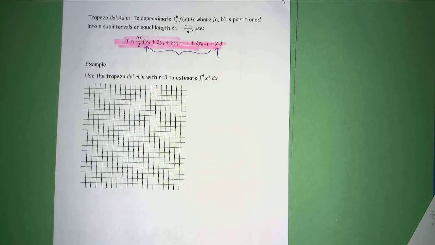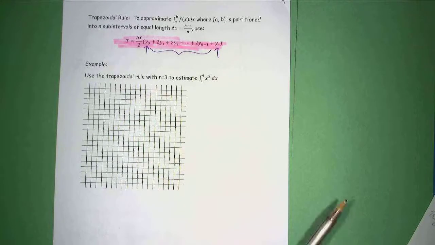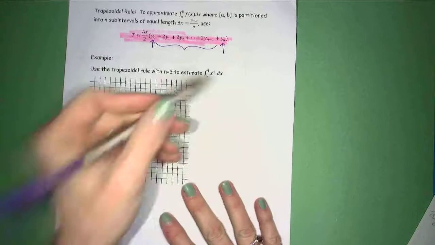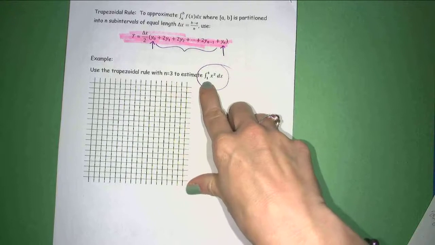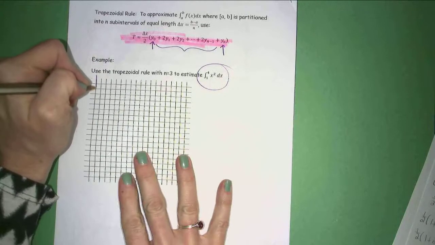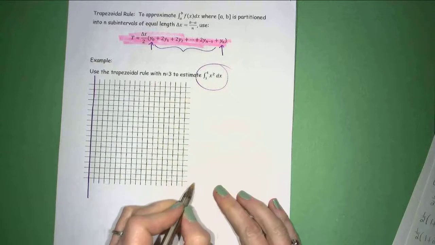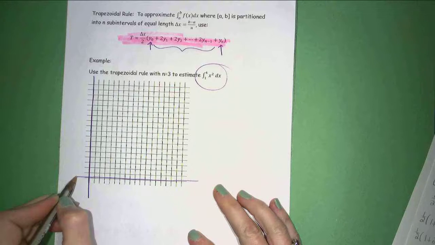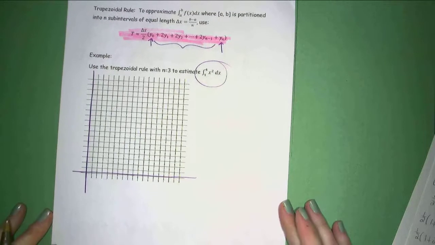It says, use the trapezoidal rule with n equals 3 to estimate the definite integral from 1 to 4 of x squared dx. So what we need to do here is graph x squared from x equals 1 to x equals 4. So let me map this out on this graph. I am going to draw my y-axis right here, my x-axis here. And if I'm graphing x squared between 1 and 4, let's see here.